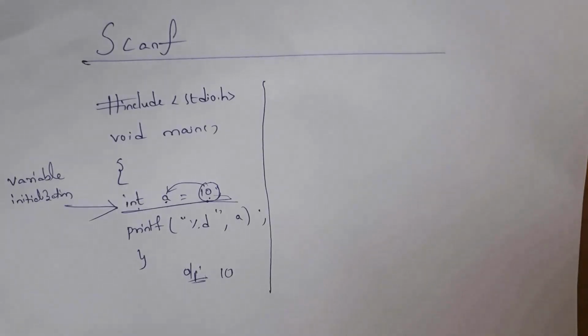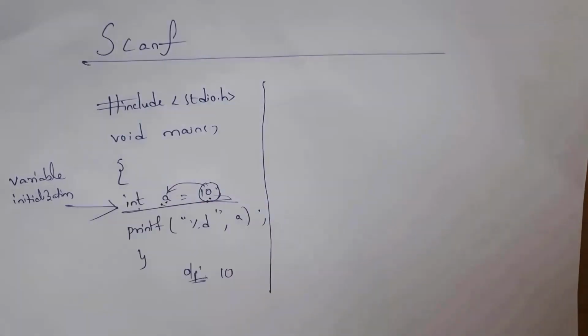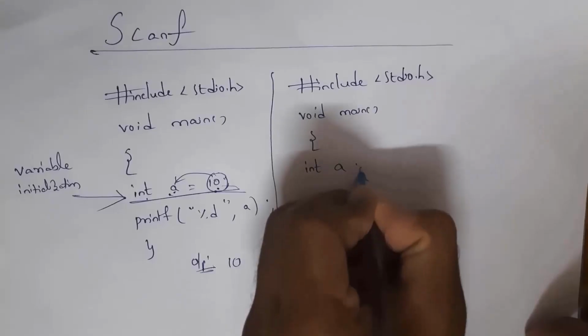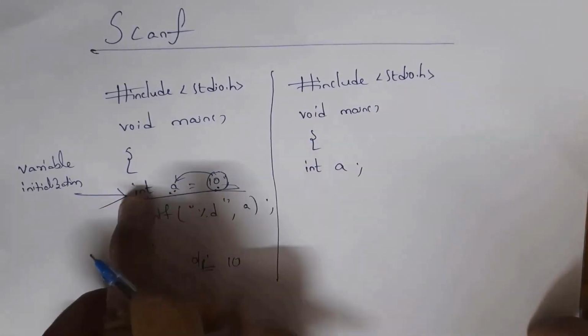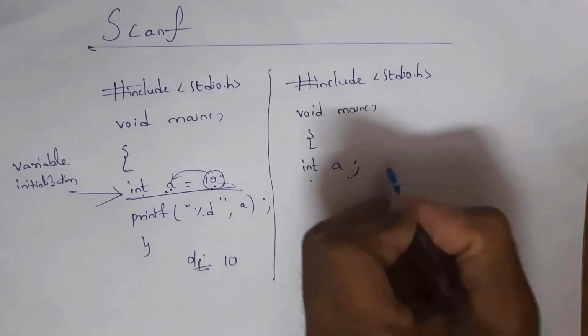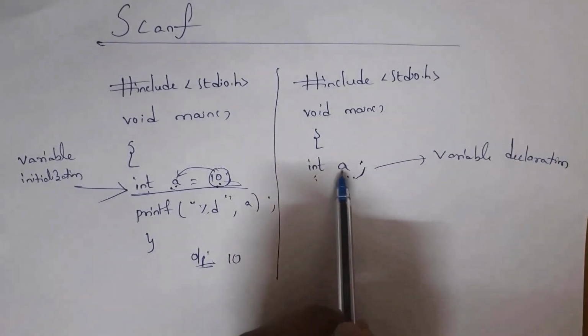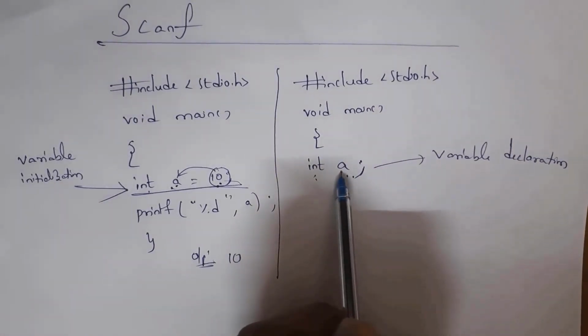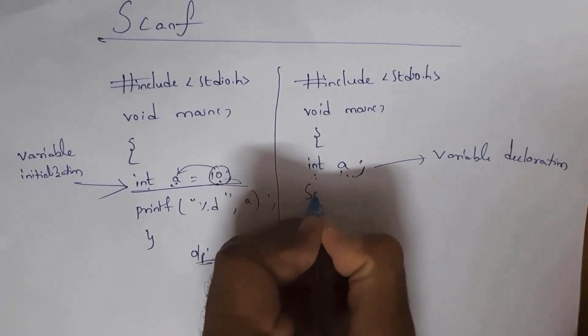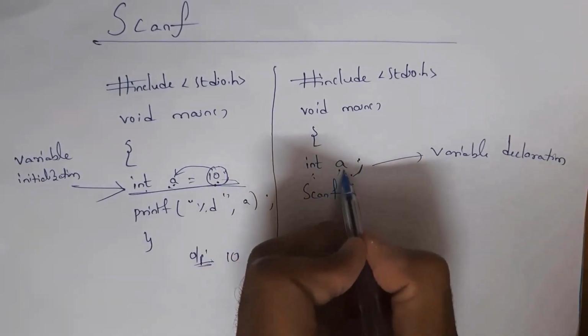Instead of directly assigning value to a variable, by using scanf function, you can assign values after executing a program. I will give an example so that you can clearly understand. Here I am not initializing value. I just declared int a and I did not assign any value to it. So we call it variable declaration. You can assign value to this variable by using scanf function. So I am taking here scanf. By using scanf function, you can assign value to this variable a.